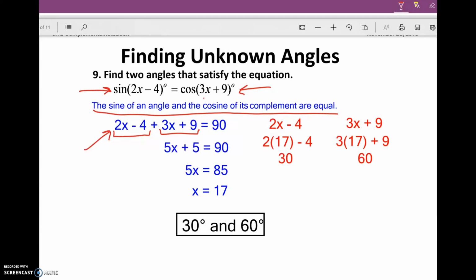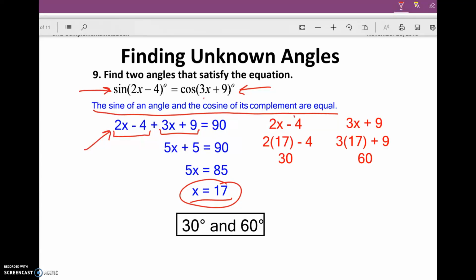By combining like terms, we would get 5x plus 5 equals 90. Simplifying, we'd have 5x equals 85, and then figuring out that x is equal to 17. That's not the degree measure. That's just what x would equal in order to then figure out what angles would make this equation true.